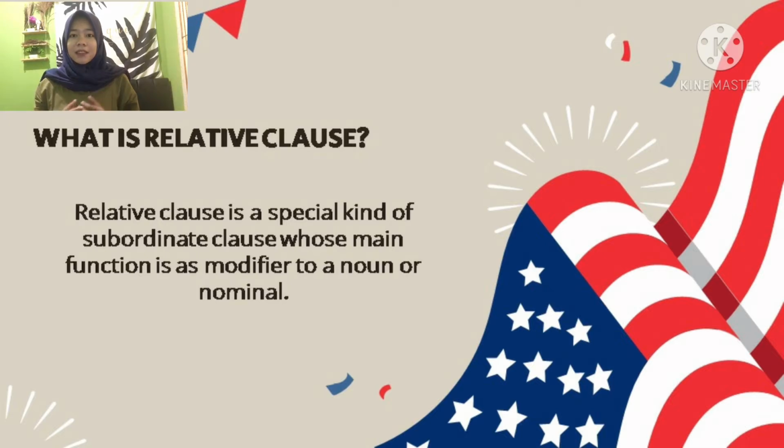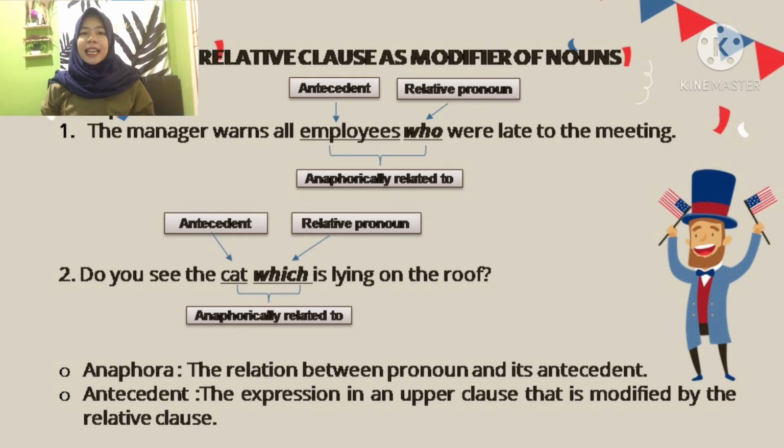What is a relative clause? A relative clause is a special kind of subordinate clause whose main function is as a modifier to a noun or nominal. Or we can say that a relative clause connects ideas by using a relative pronoun like who, which, where, when, and any other pronoun which relates to something previously mentioned. As you can see, there are some example relative clauses as modifiers of a noun.